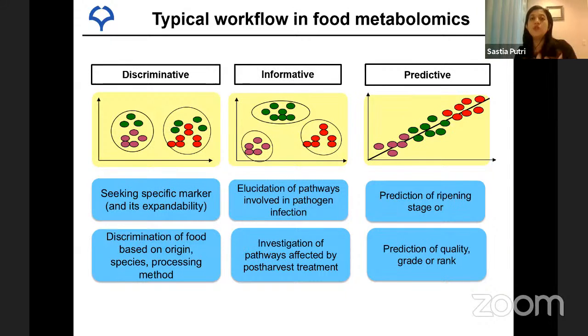Or we could also use it as a predictive way to predict food quality, because we know that sensory analysis by humans is the first step. Of course, we want to do that. It's important to construct the model. But afterwards, once we have the model and we already know what kind of metabolite is important for a particular attribute, then we could complement the use of human sensory analysis with metabolome analysis, and then we could increase the throughput.